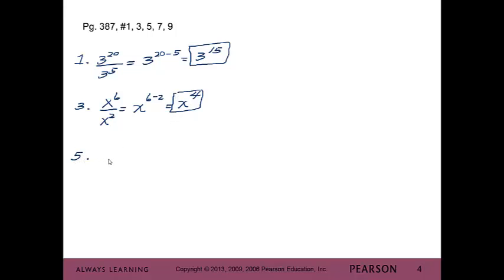For number 5, we have y to the 13th power divided by y to the 5th power. The base is y, so keep the y. And then subtract your exponent, so 13 minus 5. And your new exponent, or your new power, is going to be 8. So your answer is y to the 8th power.